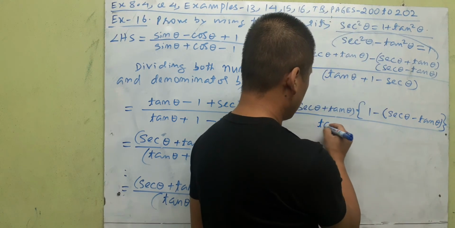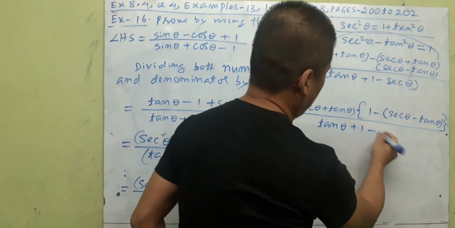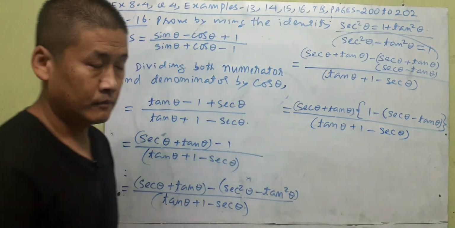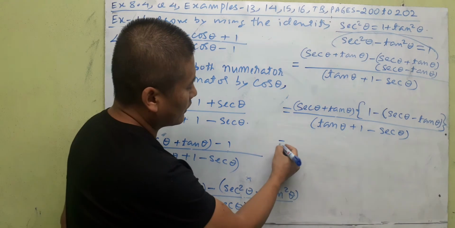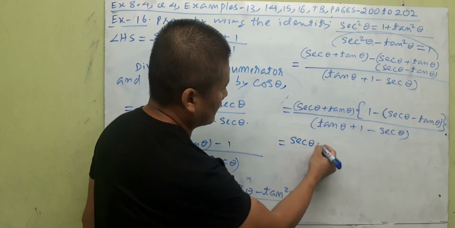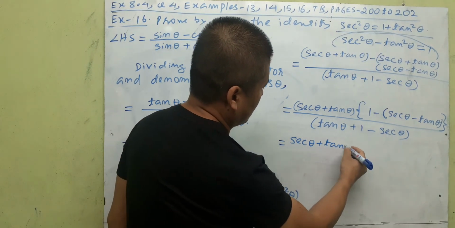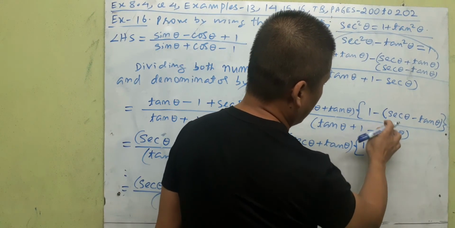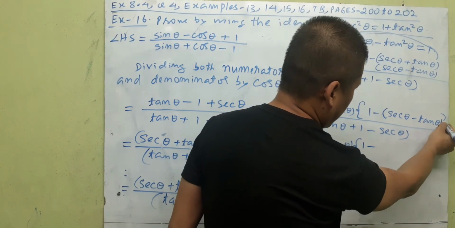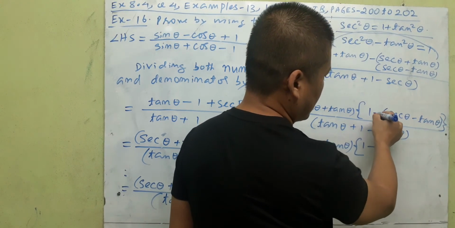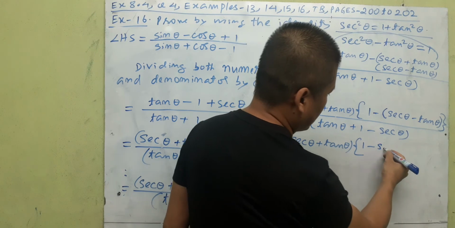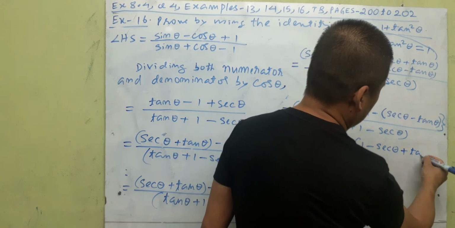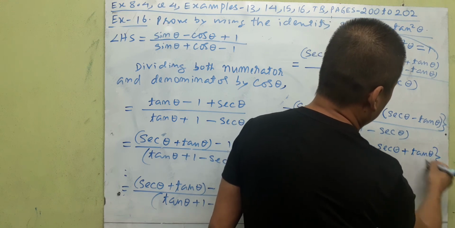Then down here too, we can just write the same thing, tan theta plus 1 minus sec theta. Okay. Now look at this one. Here sec theta plus tan theta, that's fine. And then how 1 is okay. How do you remove this inner bracket? When you multiply the outside sign with the inside, minus into plus is minus sec theta. Minus into minus is plus tan theta. That's how we remove the inner bracket.